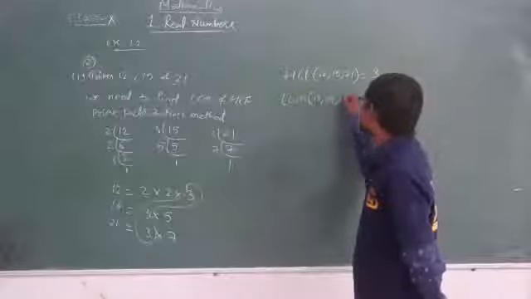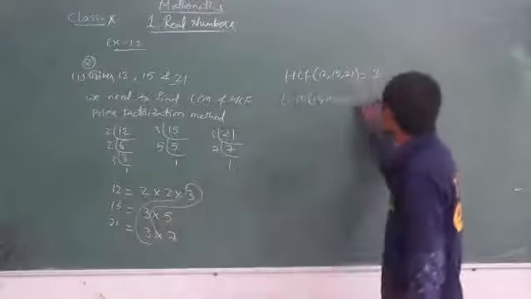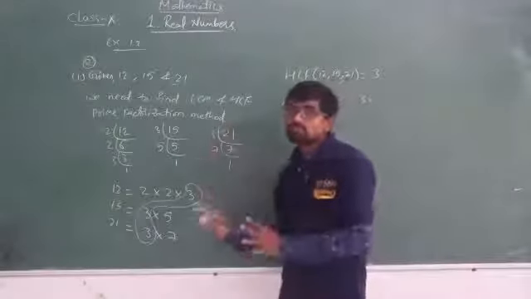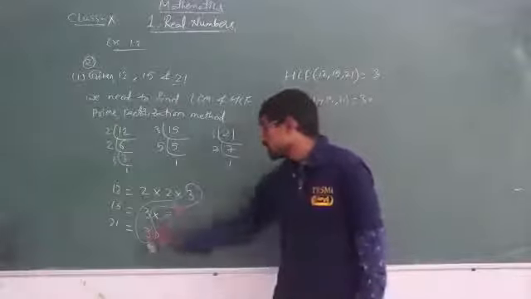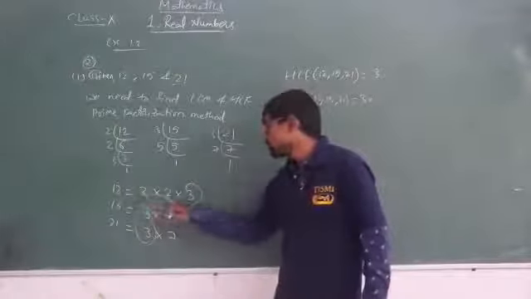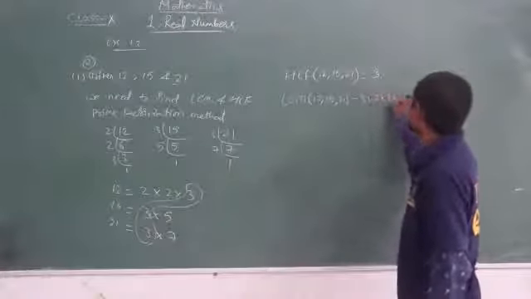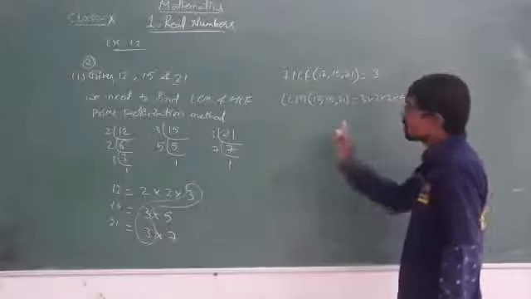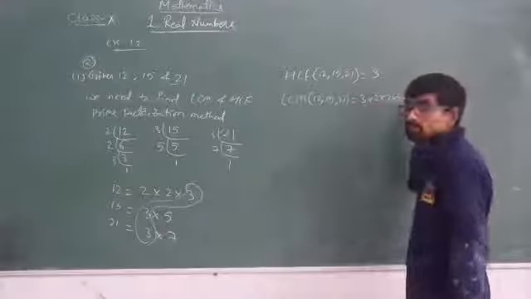15, 21 is: first, this common factor we have to write one time, and what we have left with, the other numbers, those numbers should be multiplied separately. So what are the left numbers? 2 into 5 into 7. The common term is taken one time and the remaining we have to multiply separately.